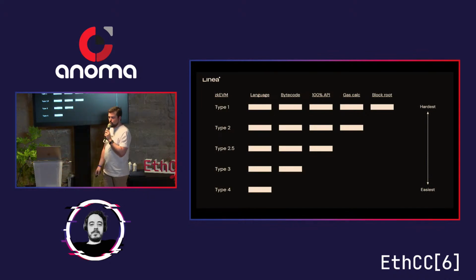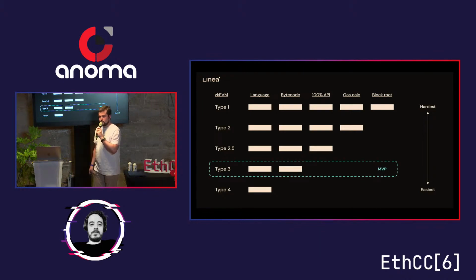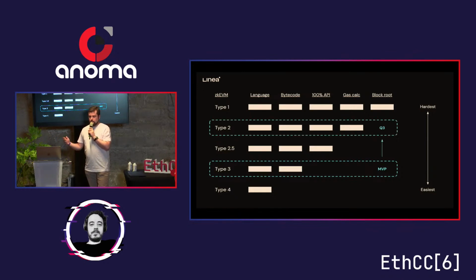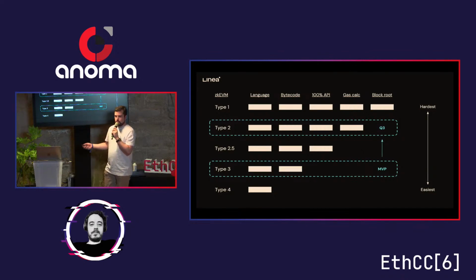So there are many ways and many different complexity for implementing zk rollup. There is this classification that has been established by Vitalik a few years ago that is more or less accepted in the ecosystem. And for now, Linea is a type 3 zk rollup, which means that we are bytecode compatible and language compatible with Ethereum mainnet, but we are aiming in the coming months to go to the type 2, which means that we will have proved the integrity of the Ethereum API, and that we will have a very similar gas calculation when it comes down to the differences between the L2 and the L1.